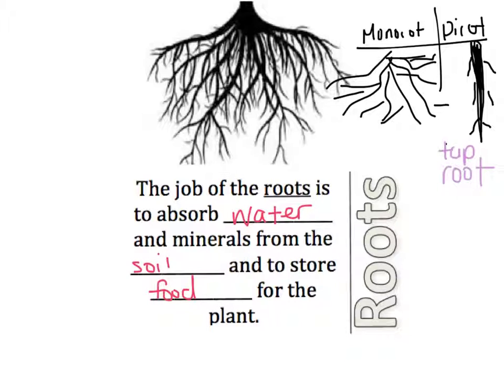That would be things like carrots. It tends to be roots that we eat. So a carrot. A potato would be the same thing. It would be a taproot in which we eat. The monocot root is referred to as a fibrous root.